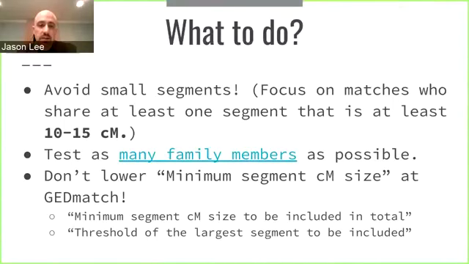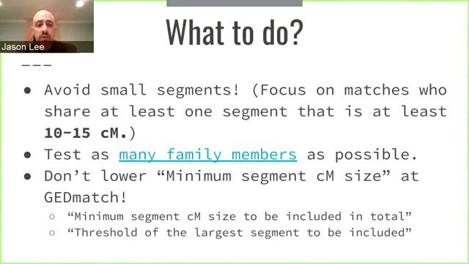So these small segment matches are going to come up in your research frequently, but I would say you generally should avoid small segment matches. And my strategy has been to focus on matches who share at least one segment that's at least in the 10 to 15 centimorgan range. You can make exceptions to this on occasion, but I found that if you get down below this, you may or may not be in territory where you're dealing with a lot of false positives, but you're going to have a lot of difficulty finding the shared ancestor if you don't at least have one segment that is at least 10 to 15 centimorgans in size.